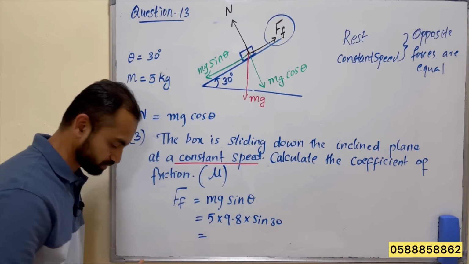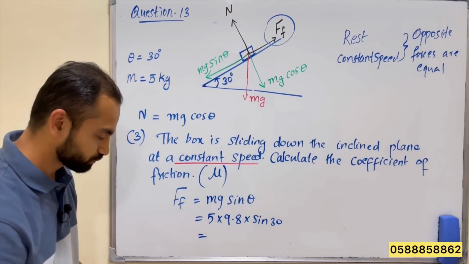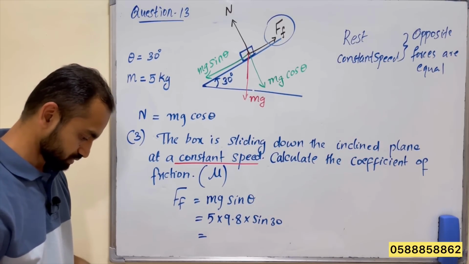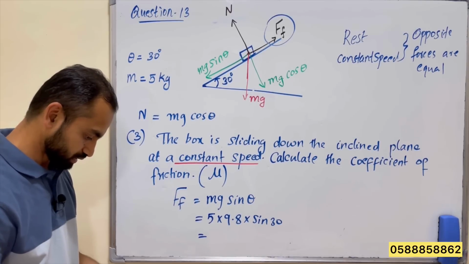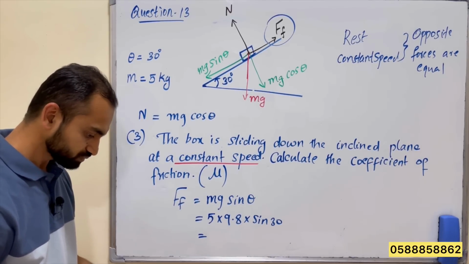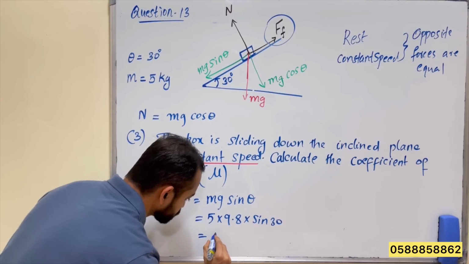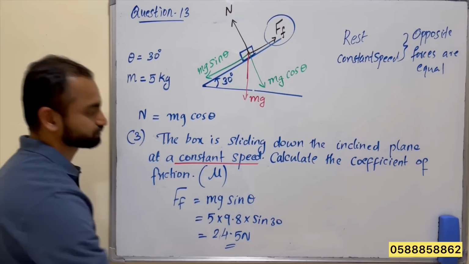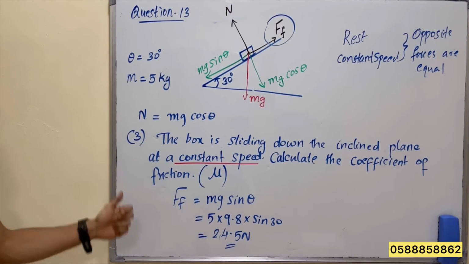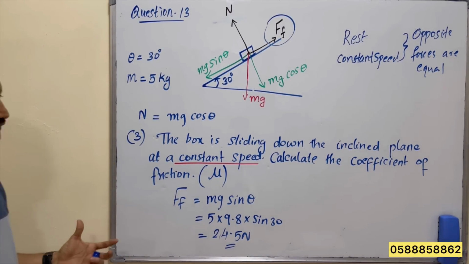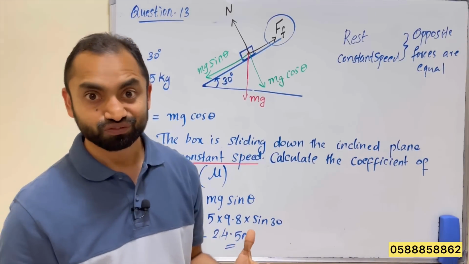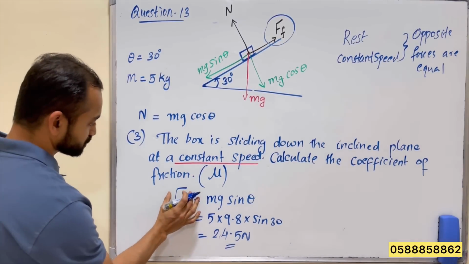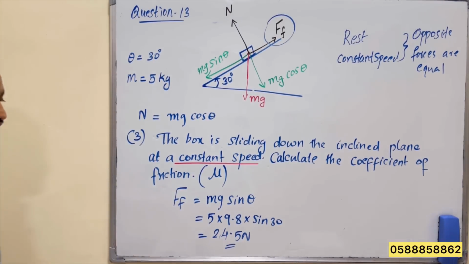How much? We calculated, but I forgot this. 24.5, right? 5 times 9.8 times sin 30, correct, 24.5. So the frictional force is equal to 24.5 Newton. That is question number 3. If in any question they ask you to calculate frictional force when the object is moving at a steady speed, the equation is frictional force is equal to mg sin theta.